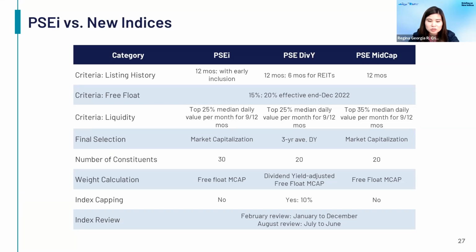Lastly, for the period of review, all indices are reviewed semi-annually every February and August of the year.